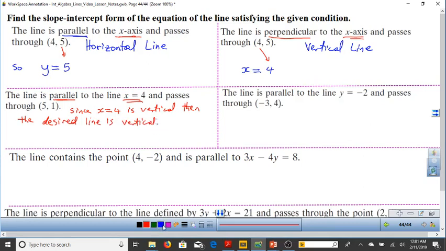So we're talking about x equal to a number, and that number in particular is 5 because the x coordinate is what we're going to use.